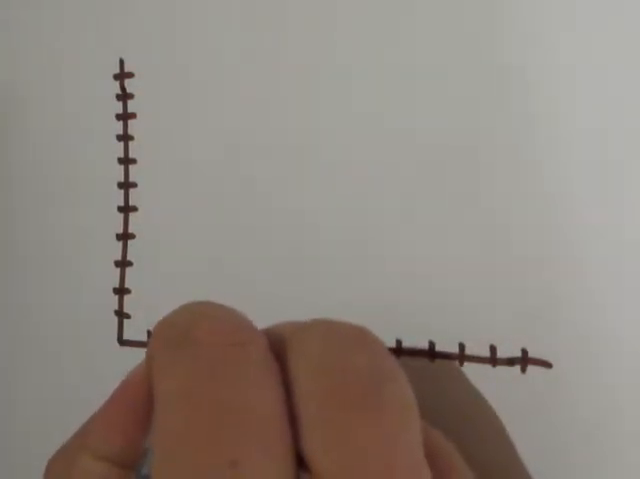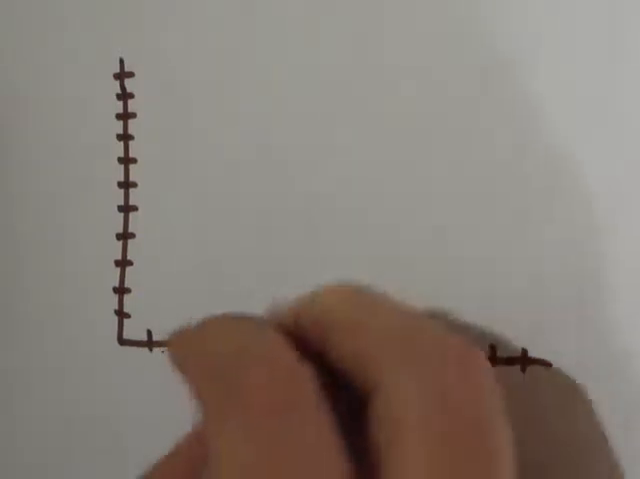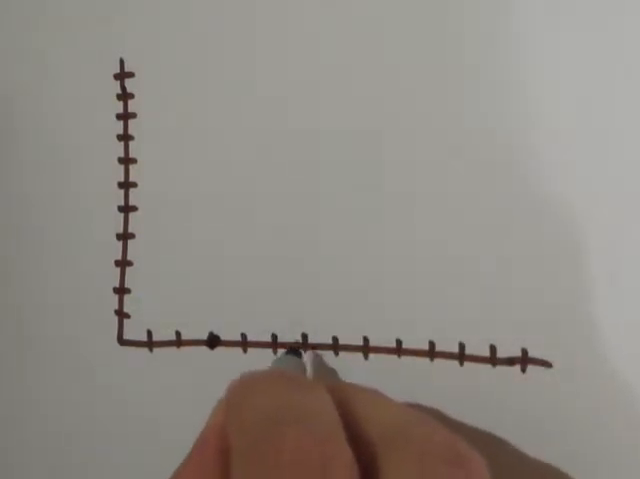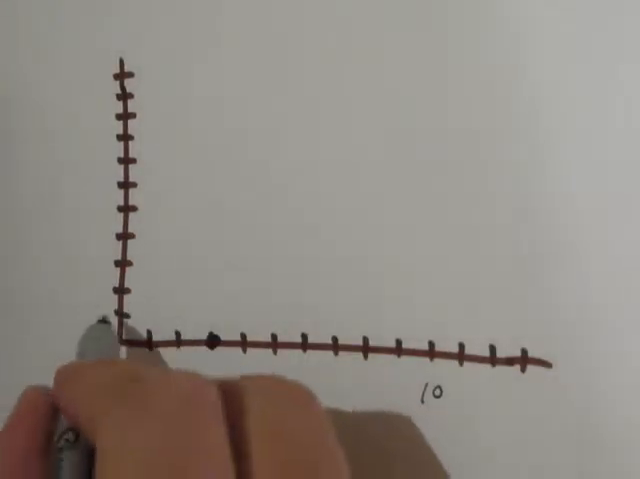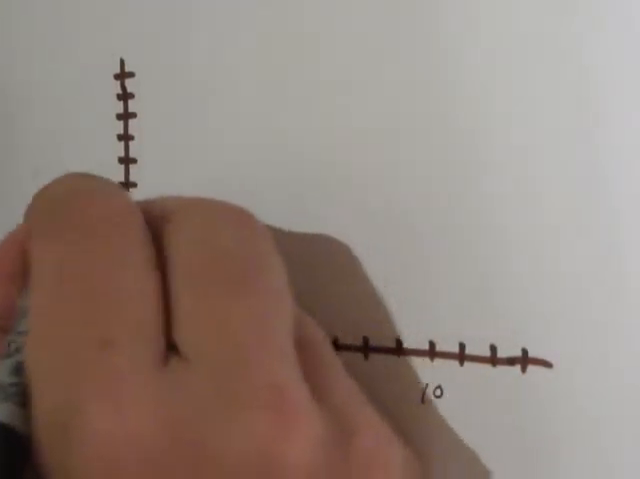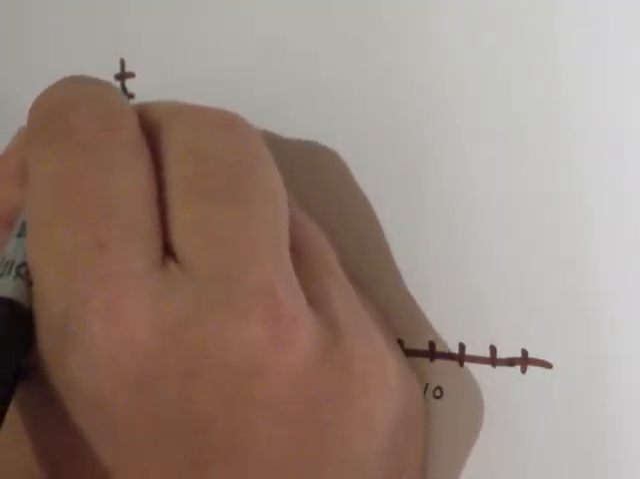Our first point was 3, 0. So 3, 0 is right here. We'll do 1, 2, 3, 4, this is 5, 6, 7, 8, 9, 10 right here. Okay, cool. And then up here, 1, 2, 3, 4, 5 is right here, and 6, 7, 8, 9, 10 is right here. Okay, so there you go.